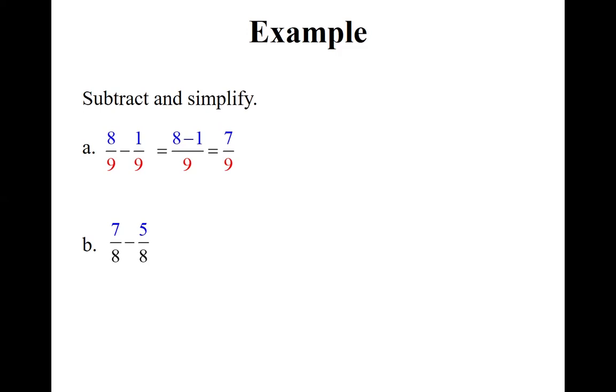Keep the number on the bottom, keep the 9 on the bottom. That allows us to subtract along the top. 8 minus 1 is 7. 7/9.